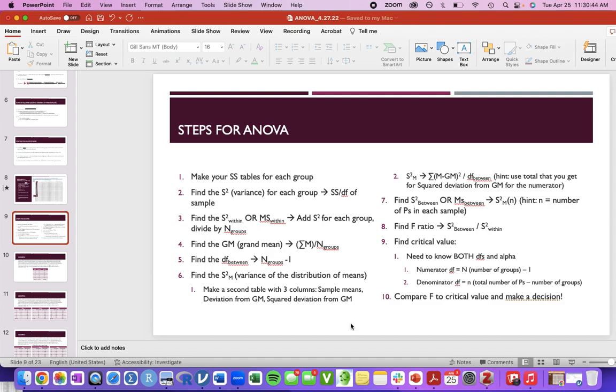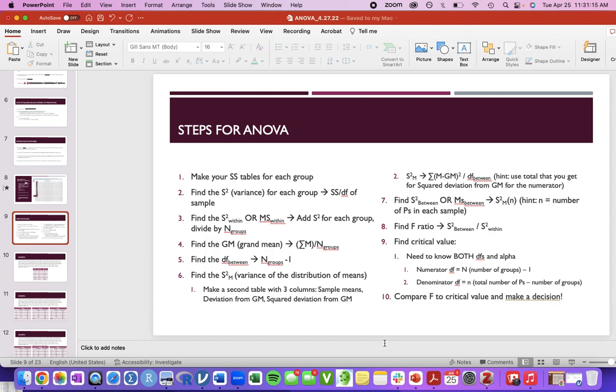After that, you're going to find your variance between, or your MS between. And all you're going to do is multiply the number you got in step 2 by little n. So little n is the number of participants in each sample. Then you'll find your F ratio because you have your variance between and you have your variance within. So you'll just divide between over within. Make sure to not mix that up.